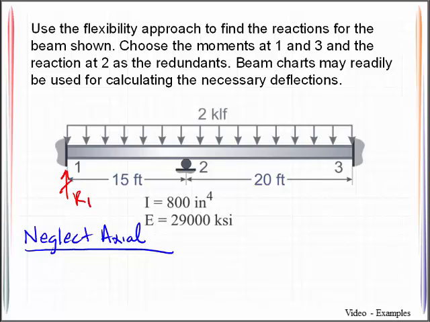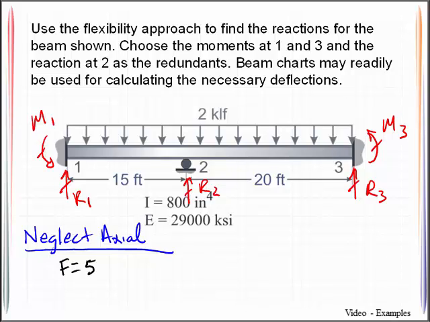So I have R1, M1, R2, R3, and M3. So if I count that up, that will then give me 5 unknown forces. I haven't made any cuts, so the number of structural pieces I have is 1. That means that the total number of equilibrium equations which I have available to me is 2.